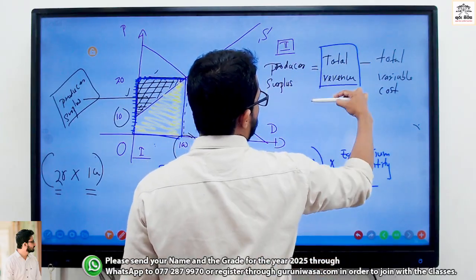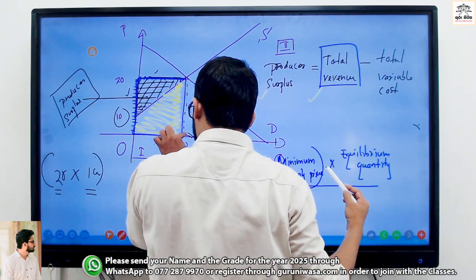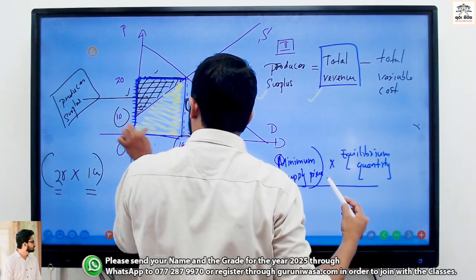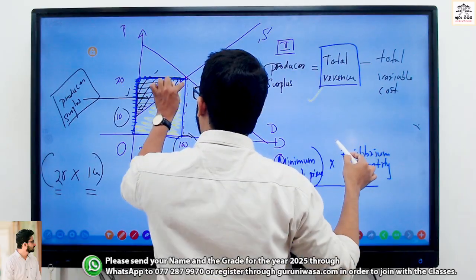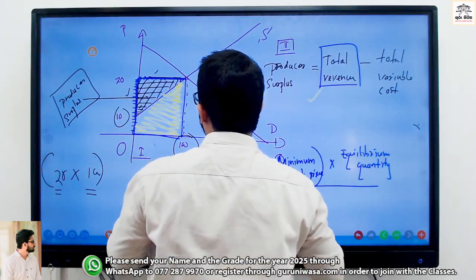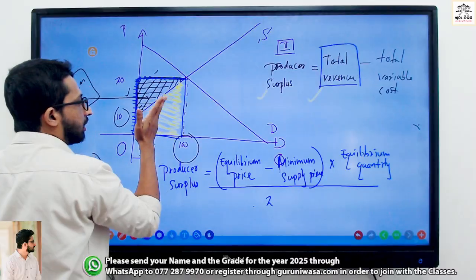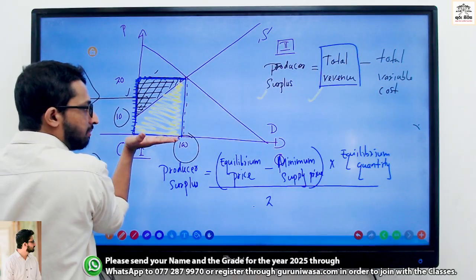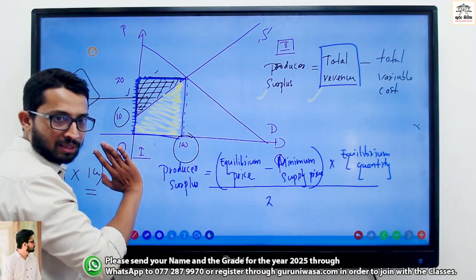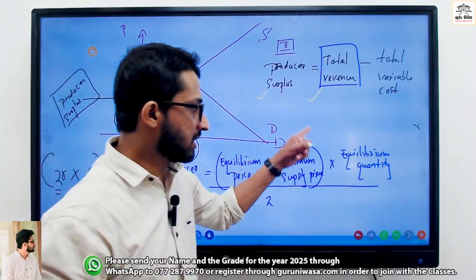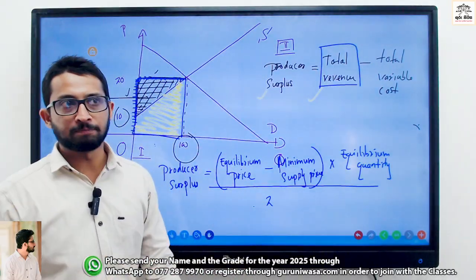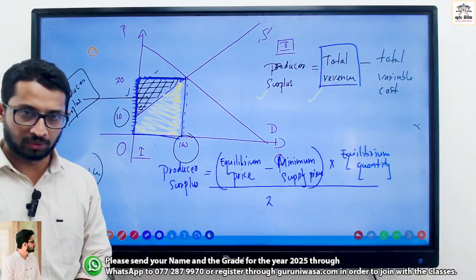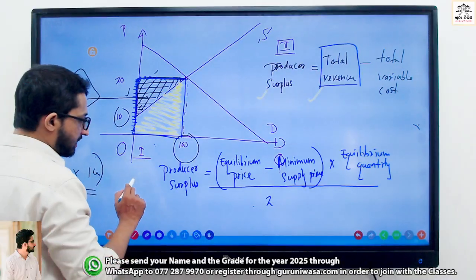Producer surplus equals total revenue. Total revenue means the area of this entire rectangle, minus total variable cost, which is shown by the area below the supply curve and above this quantity line. Okay, children. Remember this equation as well. It will be important. Now we are going to practice this equation.